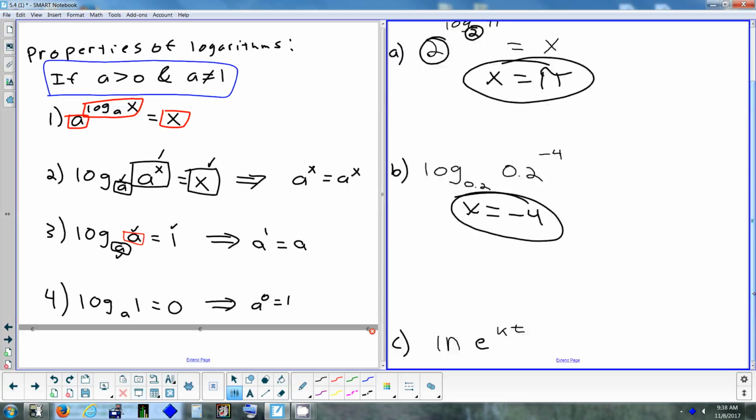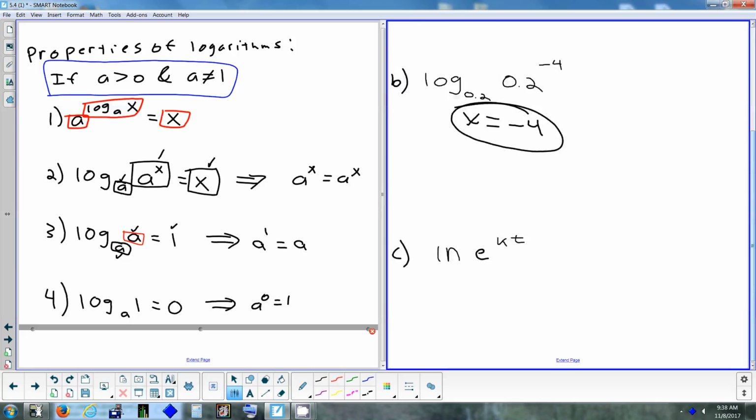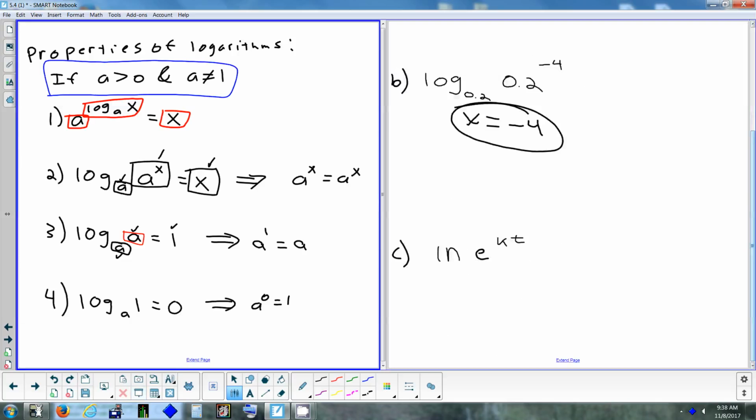How about example C? The ln of e to the kt. This one's a little tricky, but the pattern is there, but it's hidden.